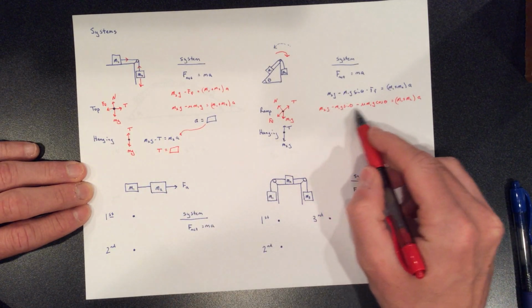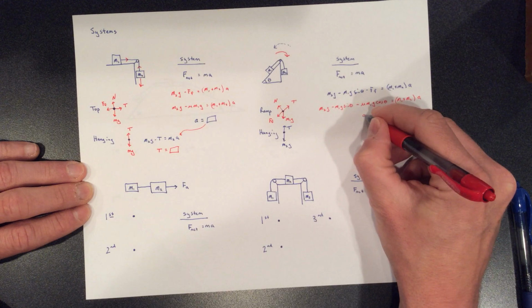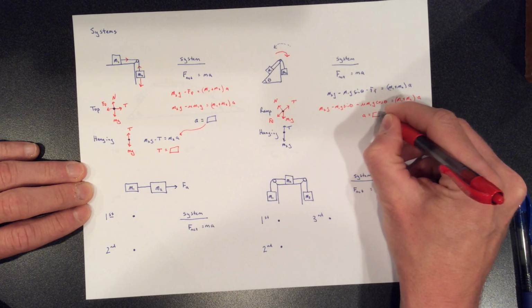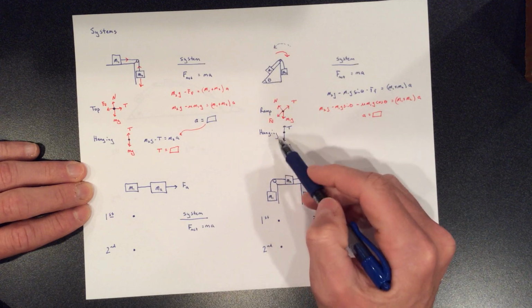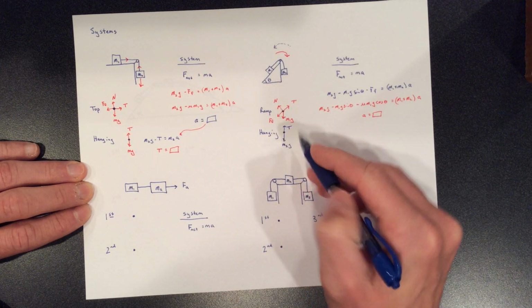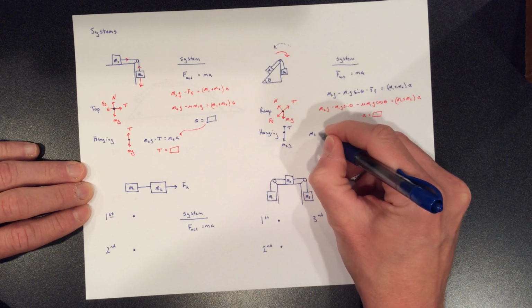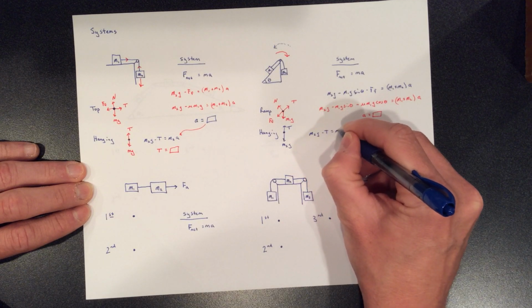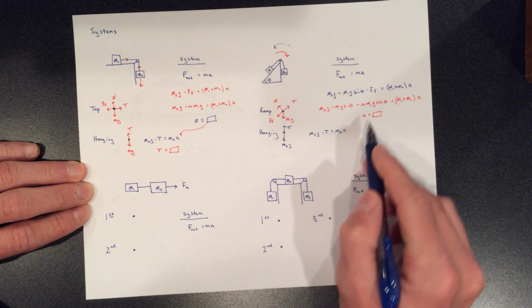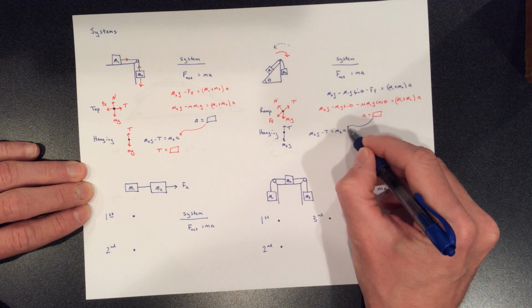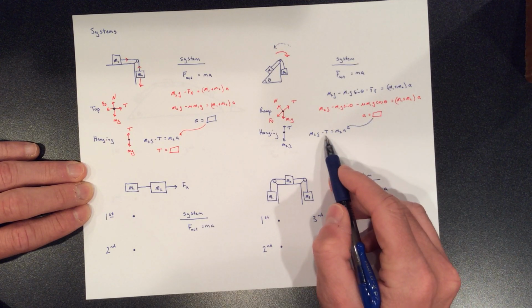We could use this mammoth equation to find the acceleration at some value, and then we could use the hanging box, or you could use the box on the ramp, but you might as well pick the hanging one because it's easier. And we would do m2g minus T equals m2a. And again, if you're just looking at m2, you're just using m2's mass. And if you know the acceleration, you could put it in there, and you could find the tension.